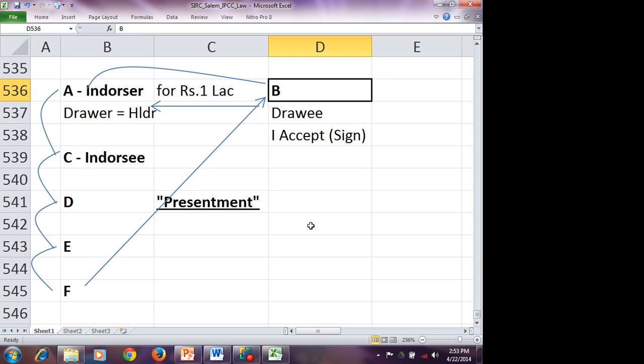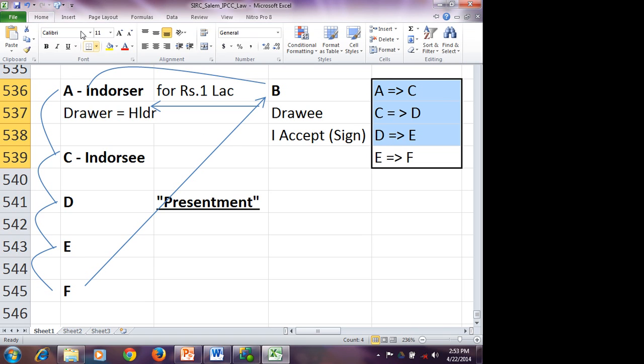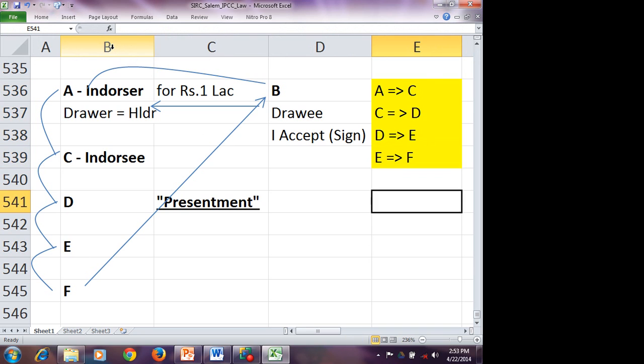Show the bill presented. B can verify on the back side of the bill. There will be a log available. What log? That A has transferred the instrument to C, that C then further endorsed the instrument to D, then D further endorsed the instrument to E, and E then further endorsed the instrument to F. This log is available. Any number of transfers can be made on the back side of the instrument. Even if the space is exhausted, you can use an additional sheet called what?